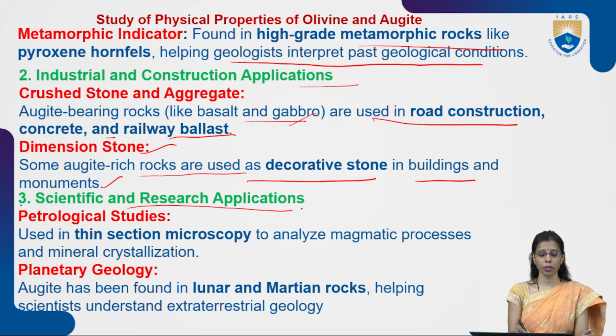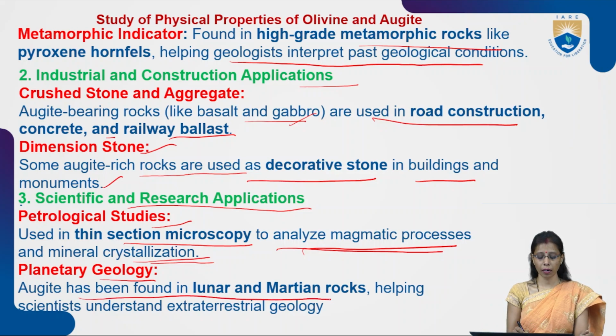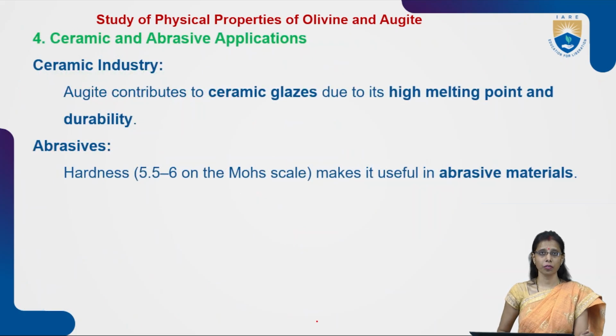If you talk about scientific and research applications, it has petrological applications. Petrological application means it is used in thin section microscopy to analyze magmatic processes and mineral crystallization. It is even used in planetary geology. Augite is found in lunar and Martian rocks, helping scientists understand extraterrestrial geology.